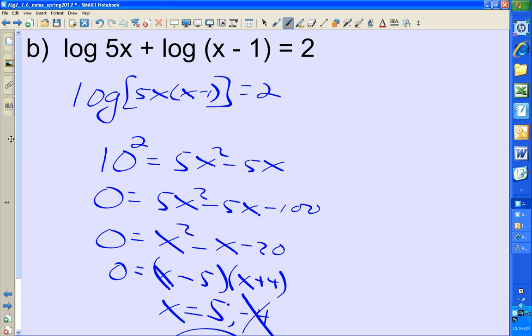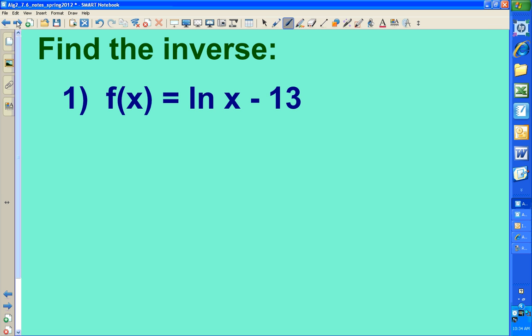Too fast, everybody good? You guys are really good at this. We have very high marks in the room on finding the inverse.